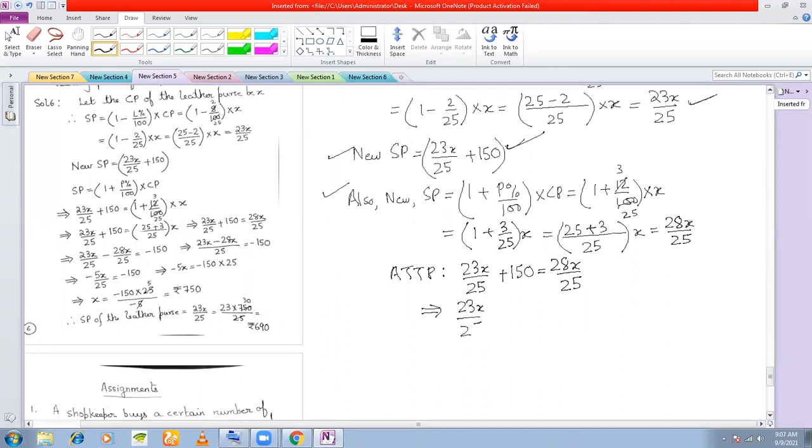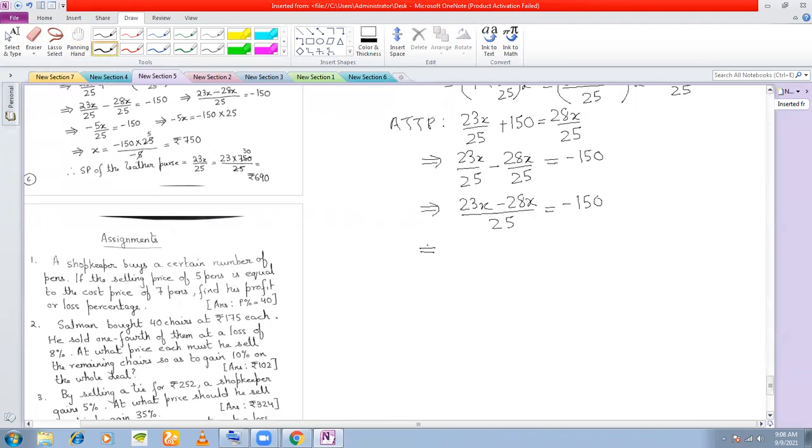23x by 25 minus 28x by 25. You take all the x's together on one side and take 150 on the other side, so it will become minus 150. Now you take the LCM, you get 23x minus 28x divided by 25 is equal to minus 150. That means you get minus 5x by 25 is equal to minus 150. Now you can cancel here, so you get minus x by 5 is equal to minus 150.